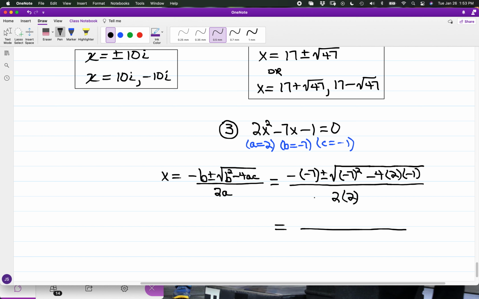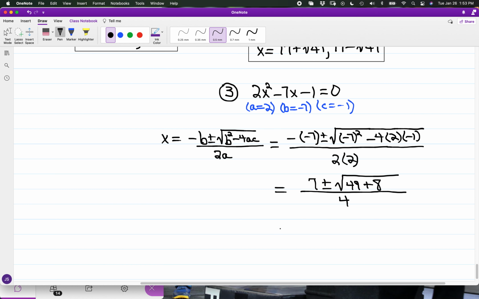So you have the opposite sign of negative 7, so this would be 7 plus or minus the square root of negative 7 squared. A negative times a negative is a positive. Then negative 4 times 2 is negative 8, and negative 8 times negative 1 is a positive 8. And 2 times 2 is 4. So we have 7 plus or minus the square root of 57, all over 4.